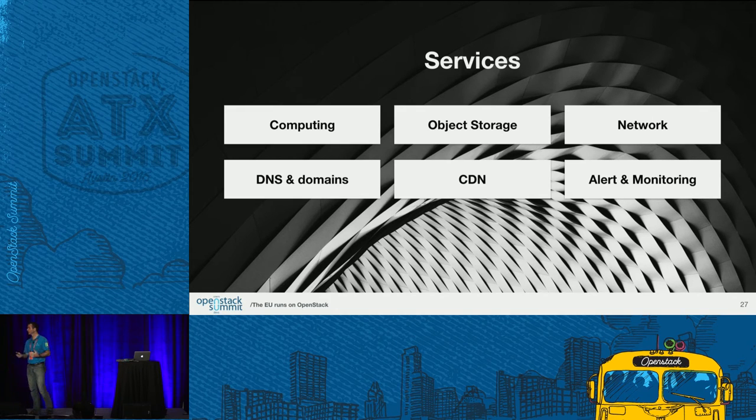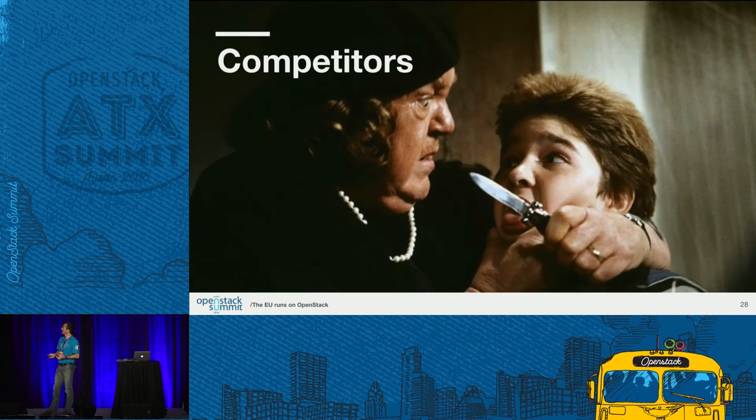we need a lot of software to run computing. We use KVM, obviously. We use Swift for object storage. We provide network. We're using only open source components like Open vSwitch, L3 agent, etc. We have developed our own DNS. We run CDN just with the partners. We just resell someone else's service, and we are working hard to deploy some alerting and monitoring services.